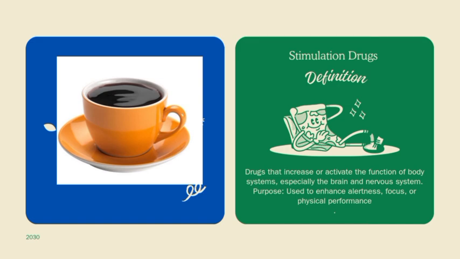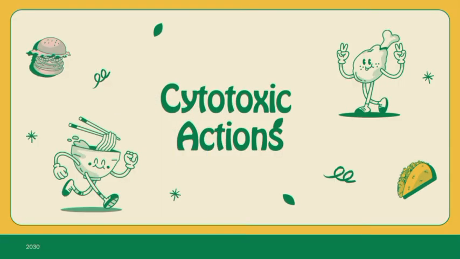A common example we all know is caffeine. It's found in coffee, tea, and energy drinks. Caffeine stimulates the brain to keep us awake and alert. More medically, stimulants like amphetamines are used to treat ADHD. However, overuse of stimulants can lead to side effects like anxiety or insomnia.